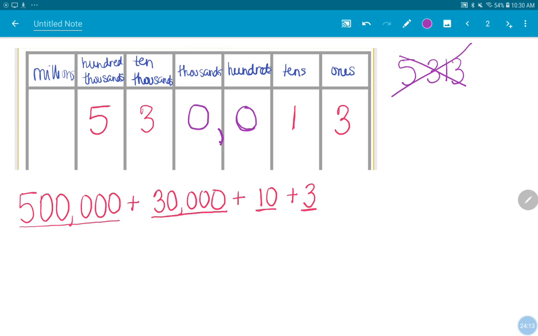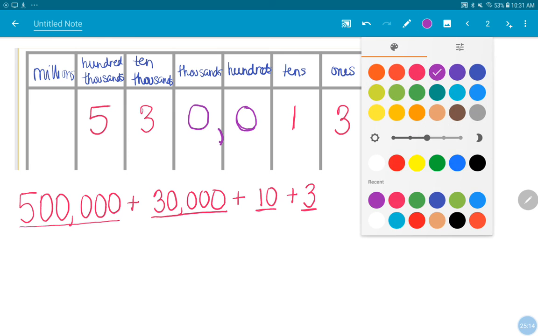I have to have those zeros, even though they don't hold any value. They're important to hold the place values together. Because if there were no zeros, that would be 5,313. That's very different than the number that I actually have. So how would I write this number? How would I write this number in standard form, Amy? What digit comes next? 3, 3, 0, 0, comma, 0, 1, 3. Very good. There's my number in standard form.